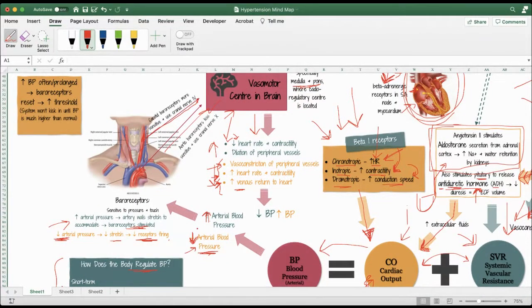Remember we talked about the baroreceptors, how they sense that high arterial pressure, right? Through pressure and touch, they sense it, and then they shoot that message to the vasomotor center in the brain. Eventually, if this arterial blood pressure is high all the time, or high for prolonged amounts of time, those baroreceptors will actually reset. So they increase the threshold for when they get triggered, right?